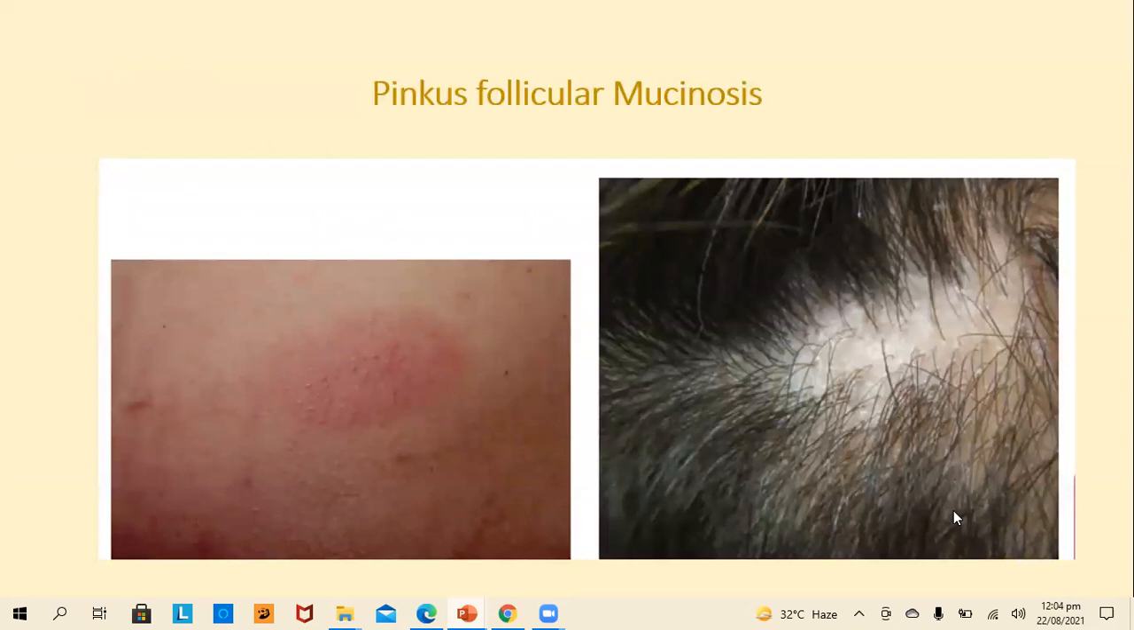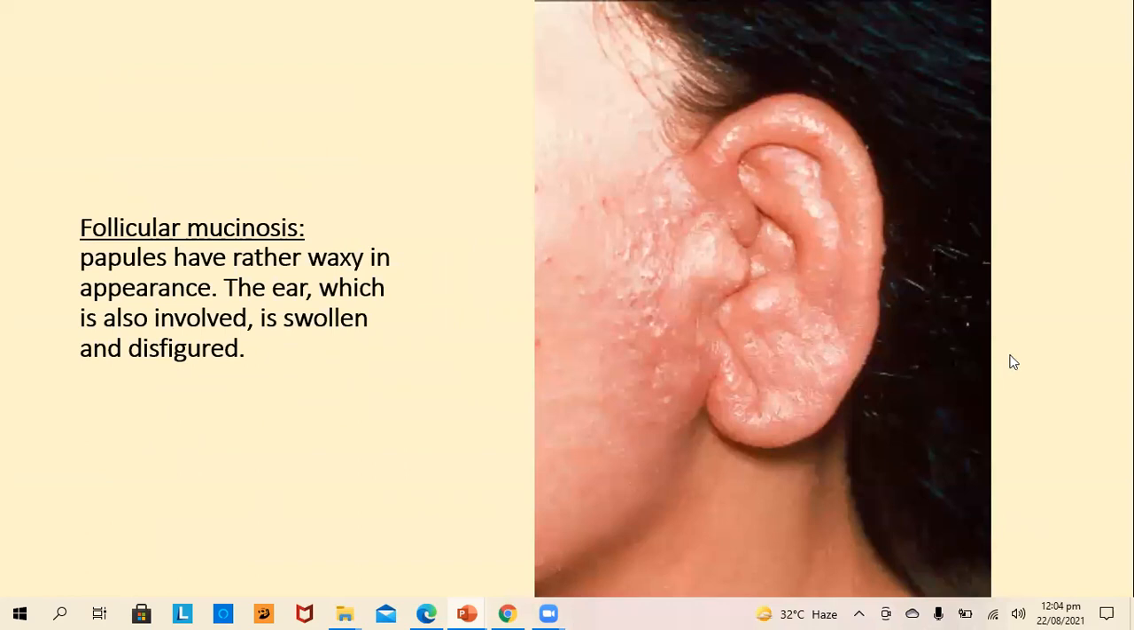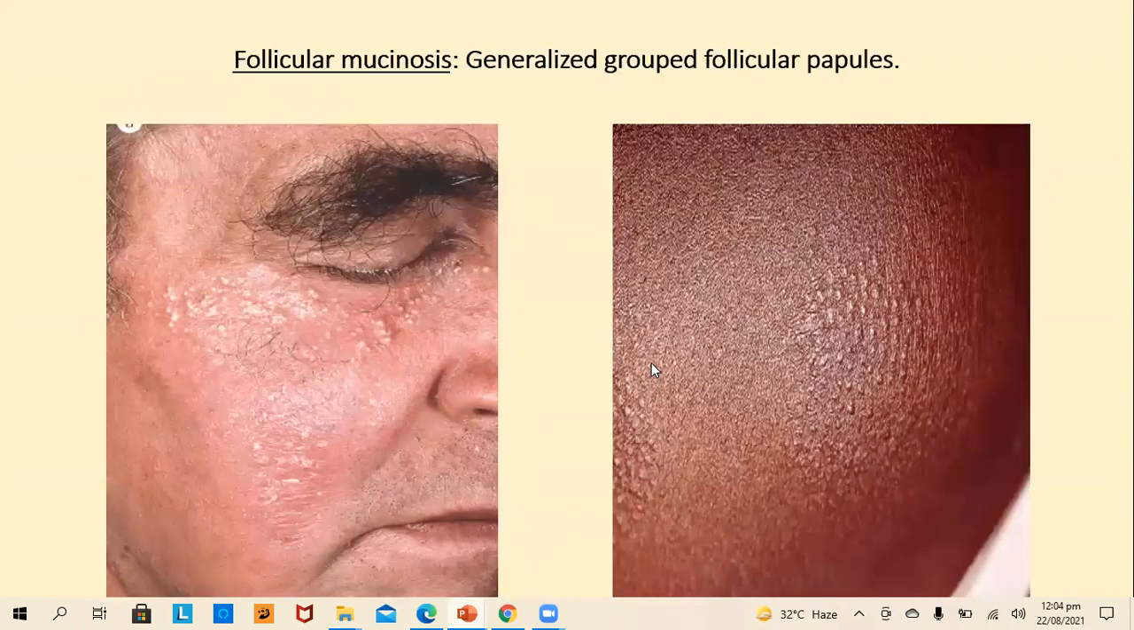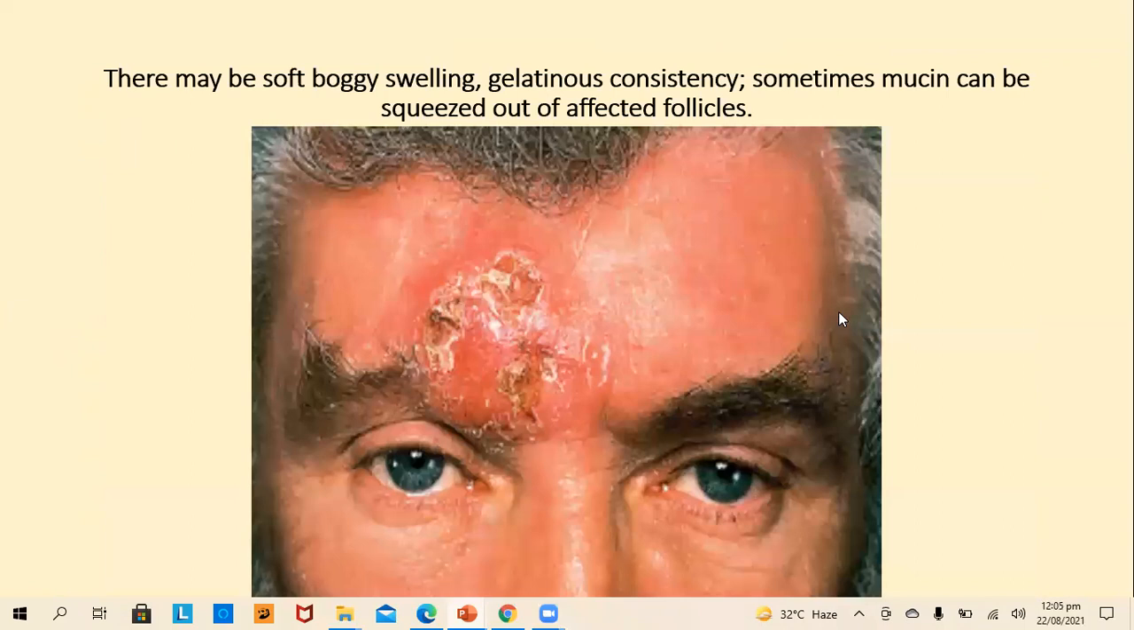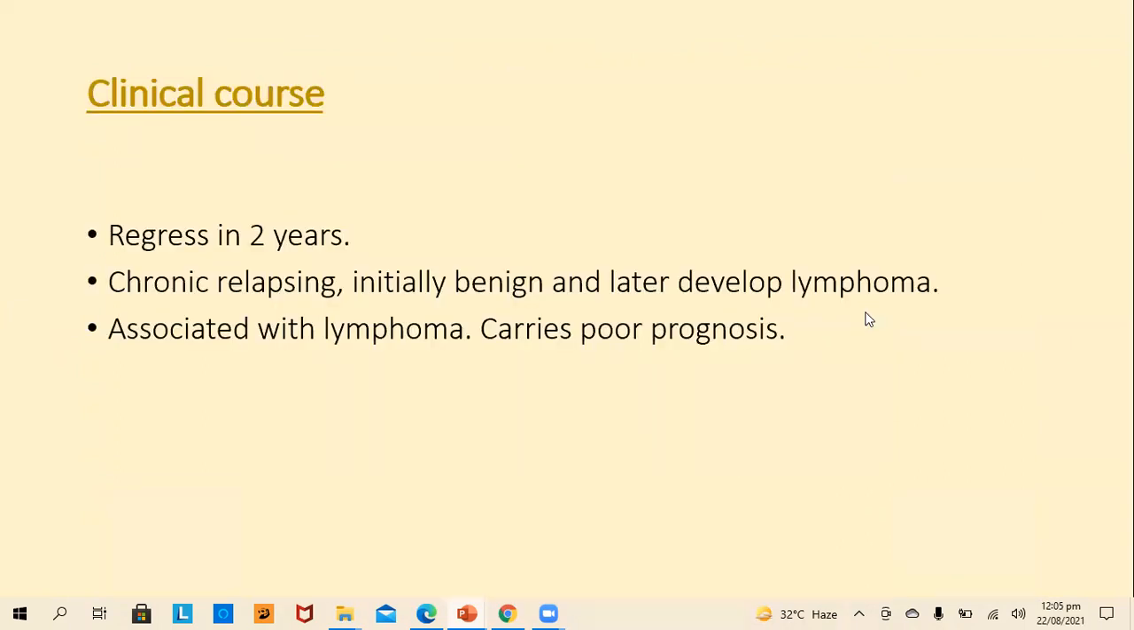So this is the Pinkus follicular mucinosis. You can see a patch or a plaque which is studded with follicular papules. The papules have a rather waxy appearance, and the ear is also involved, which is swollen and disfigured. Generalized grouped follicular papules are seen on the face as well as on the trunk. There can be a soft boggy swelling with gelatinous consistency. Sometimes mucin can be squeezed out of the affected follicles.